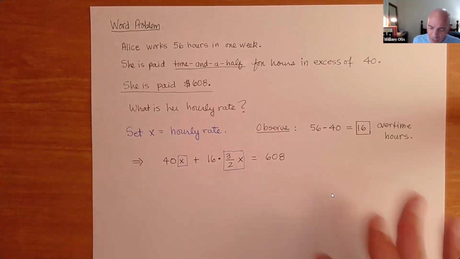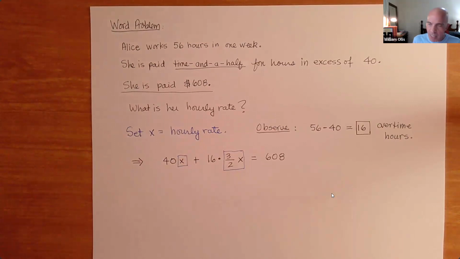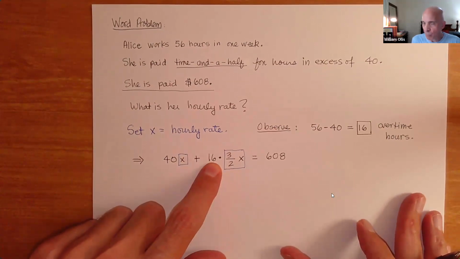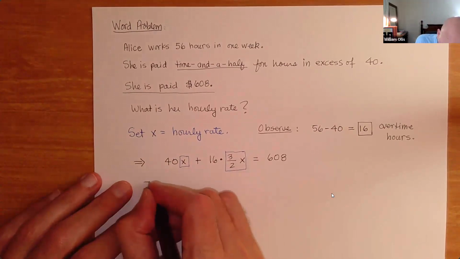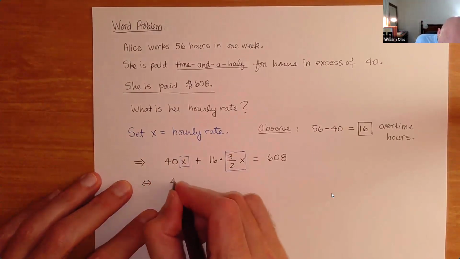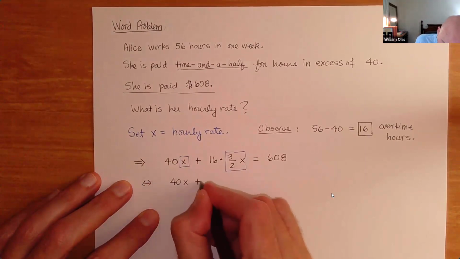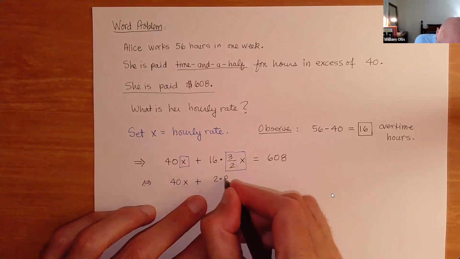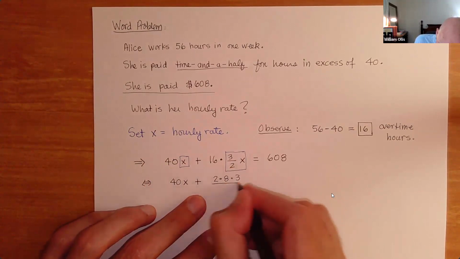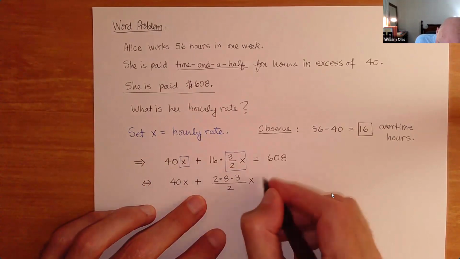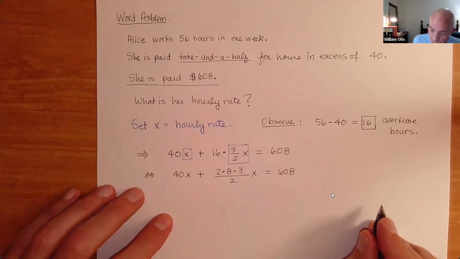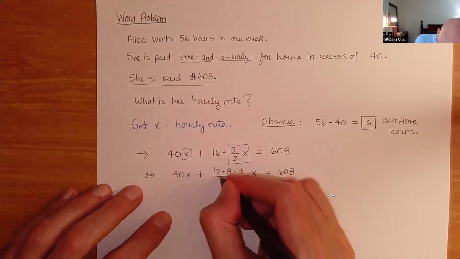Now when we look at this, we want to clear the denominators, but how simple. The 2 will just absorb into the 16 and we're done with that. So equivalently, 40X plus, just to make it clear, write this as 2 times 8 times 3 over 2 X equals 608. And we'll factor the 608 with a factor tree. Notice the 2's absorb.